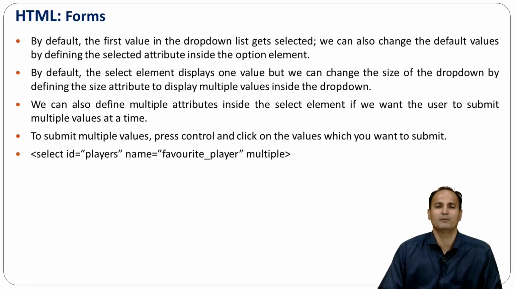By default, the select element displays one value, but we can change the size of the drop down by defining the size attribute to display multiple values inside a drop down. We can also define the multiple attribute inside the select element if we want users to submit multiple values at a time. To submit multiple values, press Ctrl and click on the values which you want to submit. The syntax is simply select, then the ID or name of the select control, and then simply specify the attribute multiple. So it will allow multiple selections.